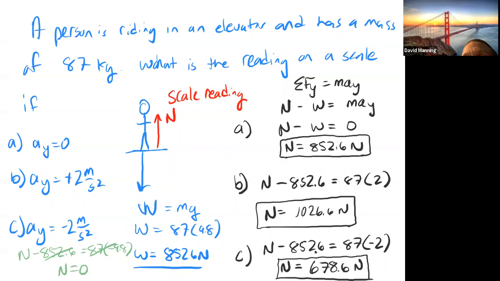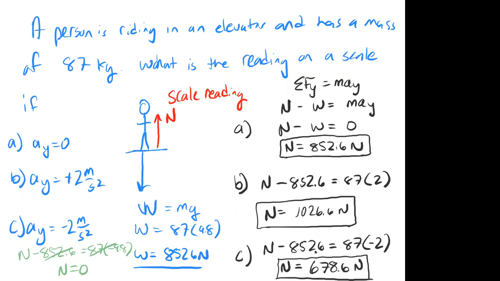So this is a fun problem. Does anybody need anything clarified there? Anything you didn't quite understand? I don't see how the algebra works out that way. Like I would think that if you do N minus 852 equals 876, that N would have to be like 1600 something or 1700.